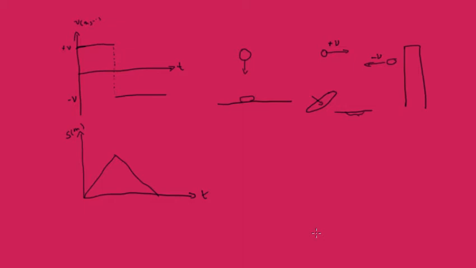Now we're going to look at an example of the kind of question that we would deal with. So we're going to think of a ball travelling at a constant speed of 10 meters per second for 2 seconds until it strikes a wall.